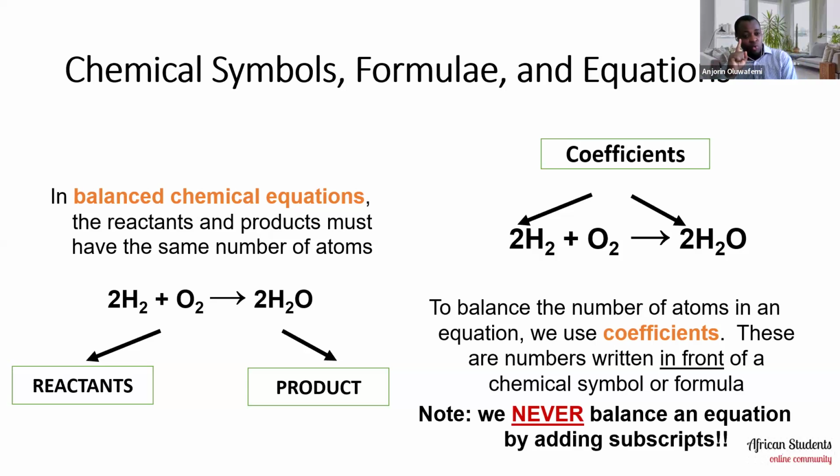Now, note, we never balance an equation by adding subscripts. A subscript is when you have a number below the element, like when you have oxygen and you have the 2 below it, that's a subscript. We don't balance by adding subscripts. We can only balance by adding coefficients, that is adding a number in front of the element. And that's the only way we are permitted in chemistry to balance a chemical equation. So please, let's take close note of that. It will help us a lot as we progress along.